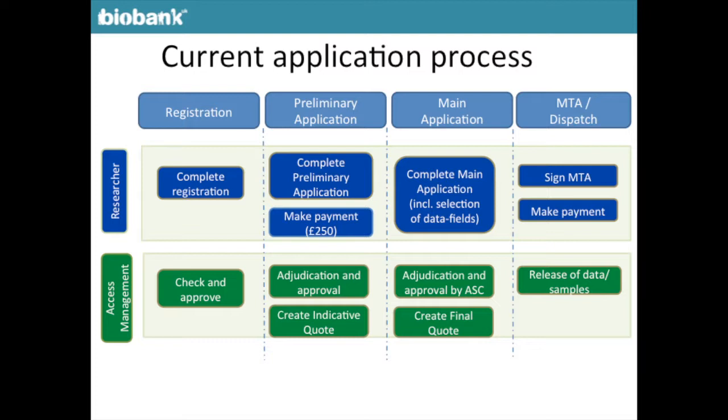And once the preliminary application has gone through, they have to put in a main application, which is a slightly more detailed description of what they're actually going to do. At that stage it is approved or not by our access subcommittee, and in turn we create our final quote for how much we're going to charge them.